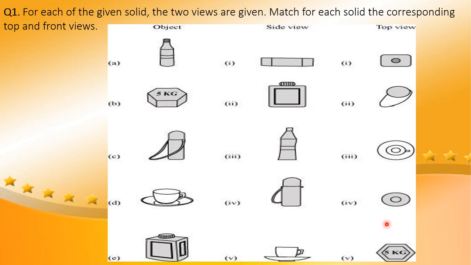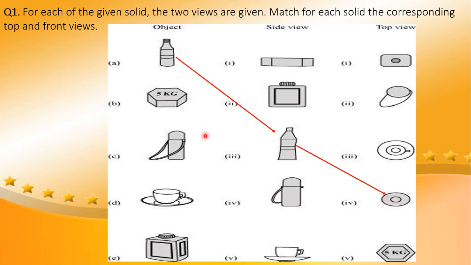So let us start the exercise. Question number 1. For each of the given solids, we have to match the side and top view for the given object. Let us consider the figure, the bottle. It will look like this. We only have to match the side and top view of the bottle. So among these, the third column will be the correct one. This is the top view of the bottle.